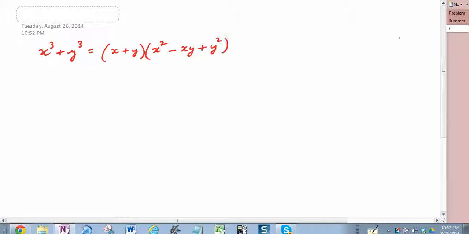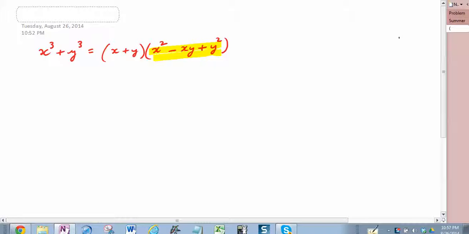it can be written as a product of two factors. The first factor is simply x plus y. The second factor is a little more complicated. It's a quadratic factor. Notice that middle term, it's minus xy. The coefficient is -1 in the middle.